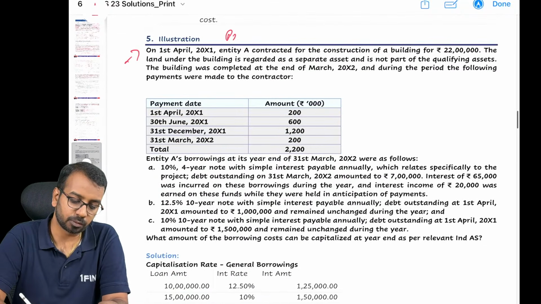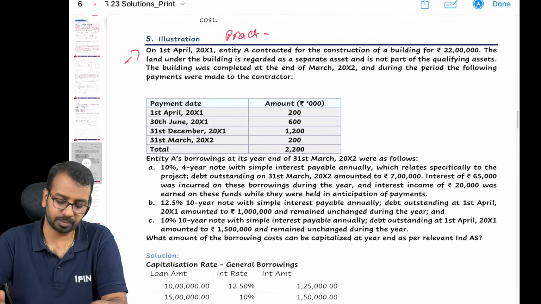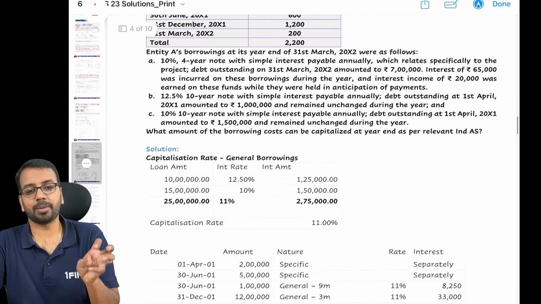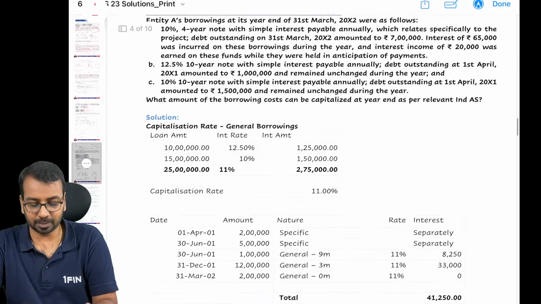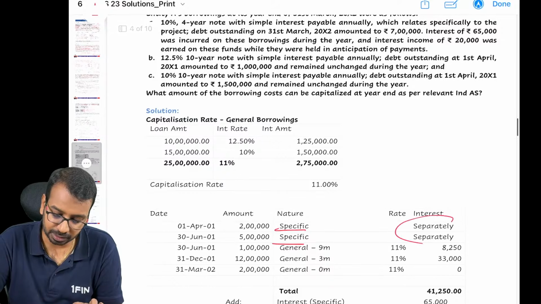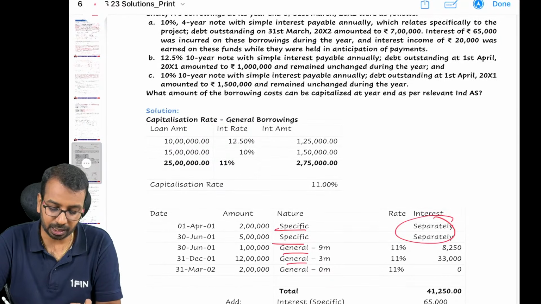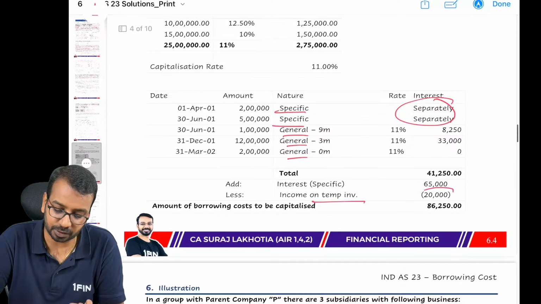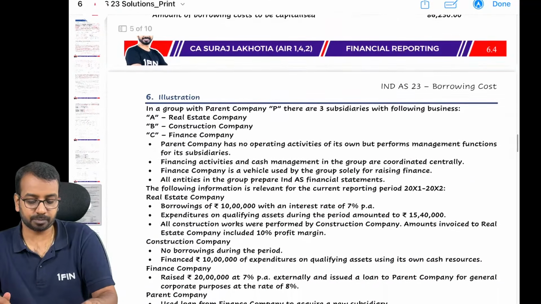Same thing here, you can do this for self-practice. It is a similar concept that we have discussed earlier. Once you are able to calculate the capitalization rate and apply the principle, specific separately and fully, and general for respective months, and income if at all there is any, you have to reduce it.